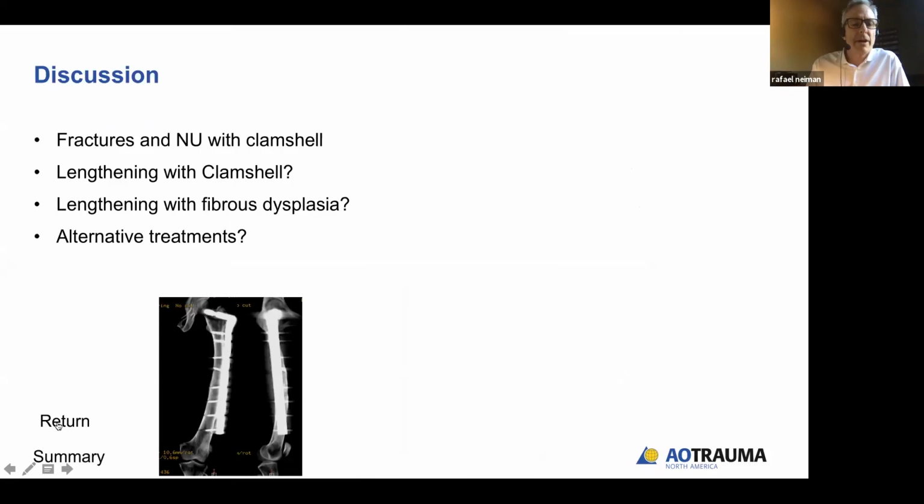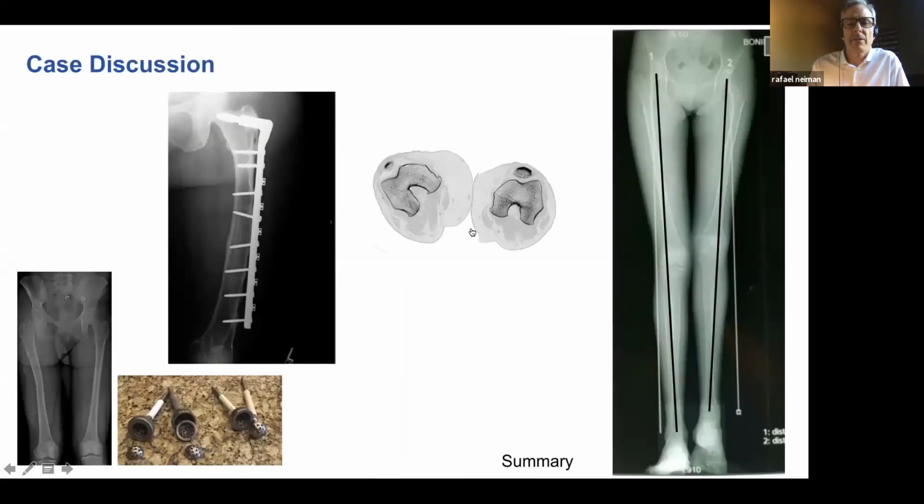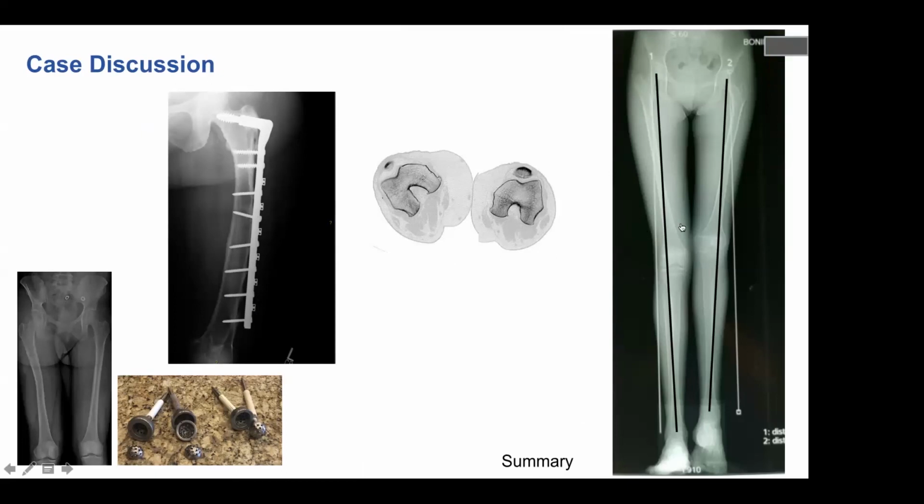Well, let's have Matt go through a rotational case. Or what do you think, guys? Do you want to do rotational or do you want to do length? How about a lengthening case? All right. Go on, Matt. But you guys are switching over.